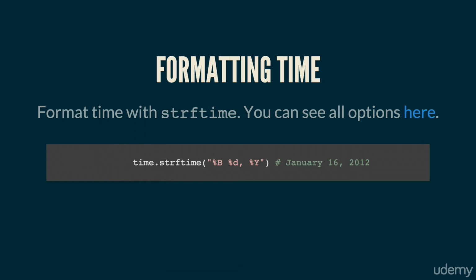Each element of our time uses a % symbol and then a letter. The letters indicate different elements of the time. So for example here, the capital B indicates the full name of the month. The lowercase d represents the date, and the capital Y indicates the year. So this time is the 16th of January 2012. You can check the Ruby documentation to see all the different letters available to the strftime method.